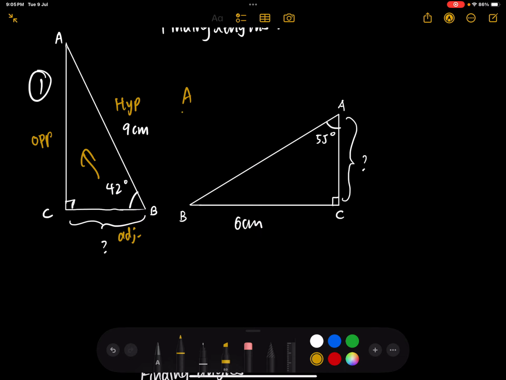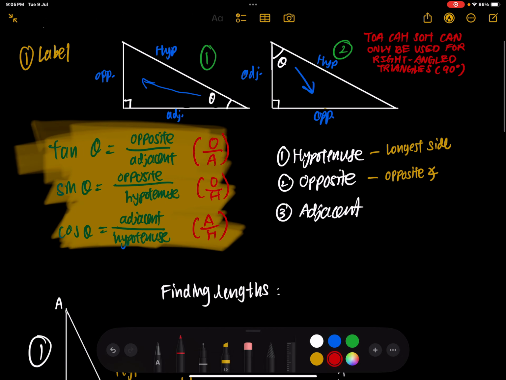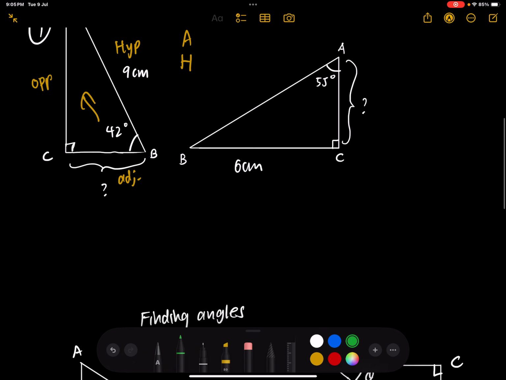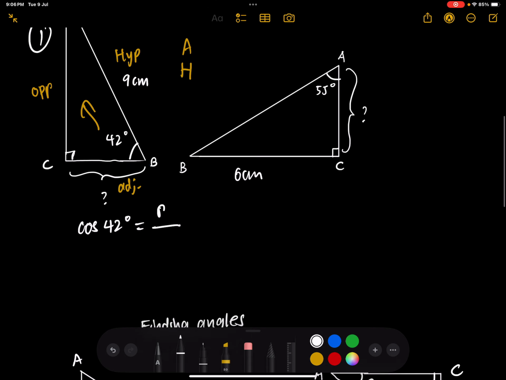I have the hypotenuse. So what trig function do I use? I have adjacent and I have hypotenuse. So I use cosine. Cosine of an angle: cosine 42 degrees equals adjacent over hypotenuse. Adjacent is what I want to find. Hypotenuse is 9. So BC is 9 times cosine 42 degrees. That gives me 6.69 cm rounded off to 3 sig figs.